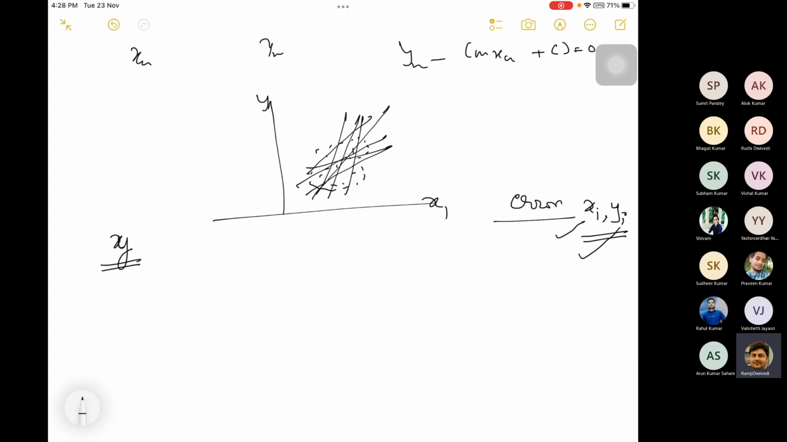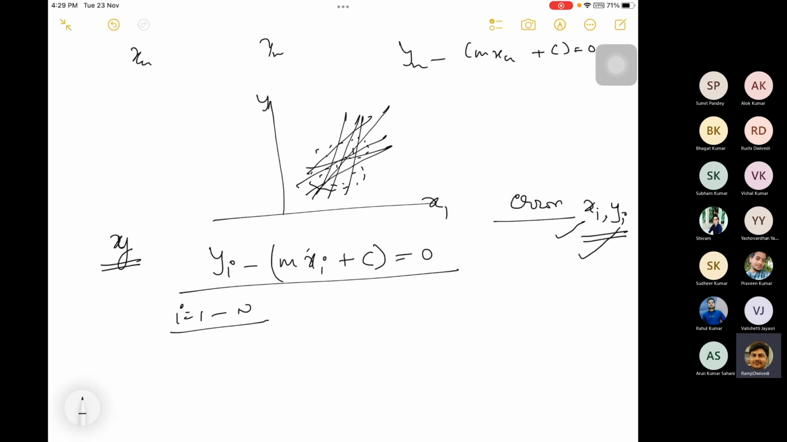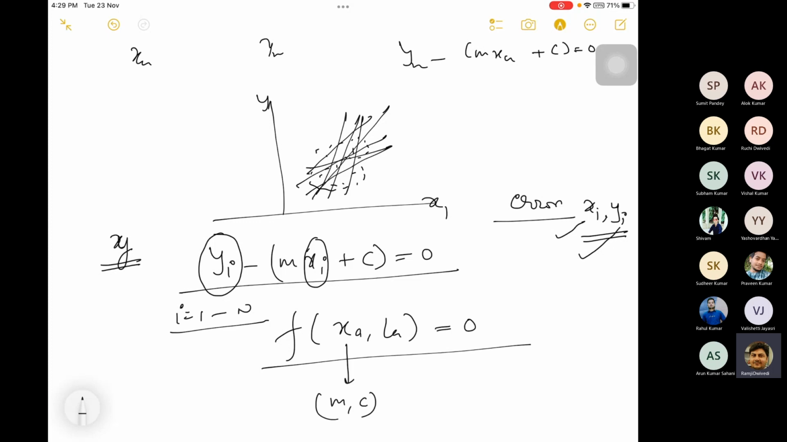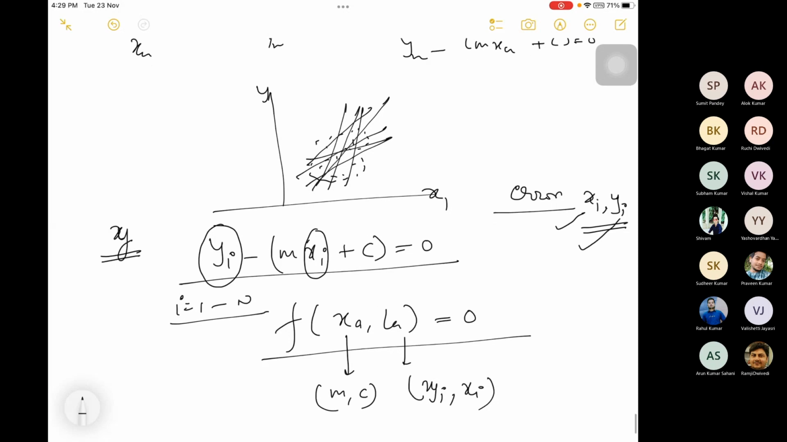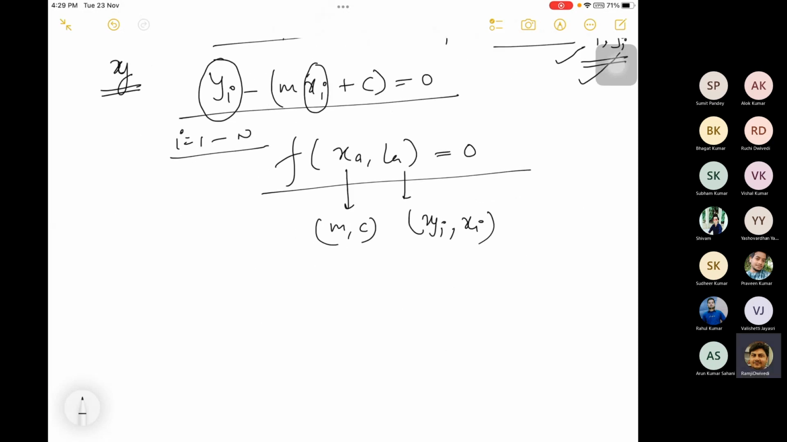If you have error in both, how would you approach the problem? This problem, yi minus m xi plus c equal to 0 for i equal to 1 to n, where your error is in y as well as x, becomes a function of xa, la equal to 0, where xa is m and c, and la is yi and xi. Tell me how you will solve this using the combined approach. Now there is no problem, you do not have to linearize it, it is already a linear model. What you have to do is write Bv plus A delta x plus w equal to 0. You have to write like this.